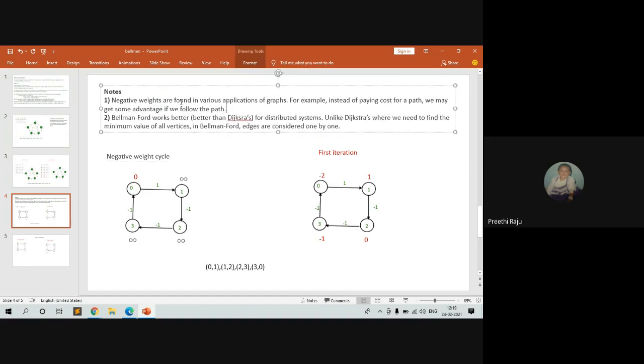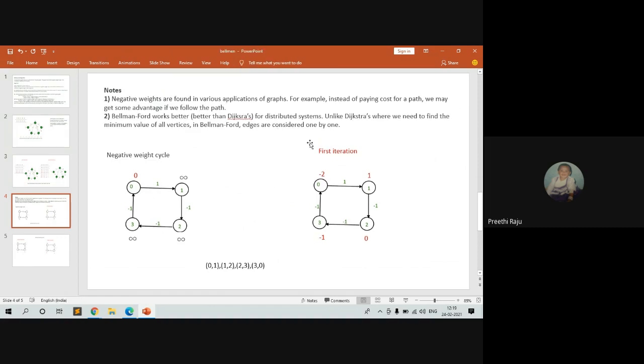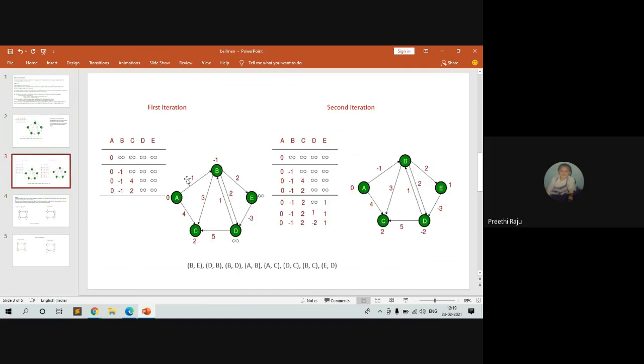Negative weights are found in various applications of graphs, for example, instead of playing the cost of the path, that's what I told you. It is not from A to C directly that you reach. The shortest path is calculated from A, B, and C. We have to see the weights alone, not the path or the edges that are connected to each node.